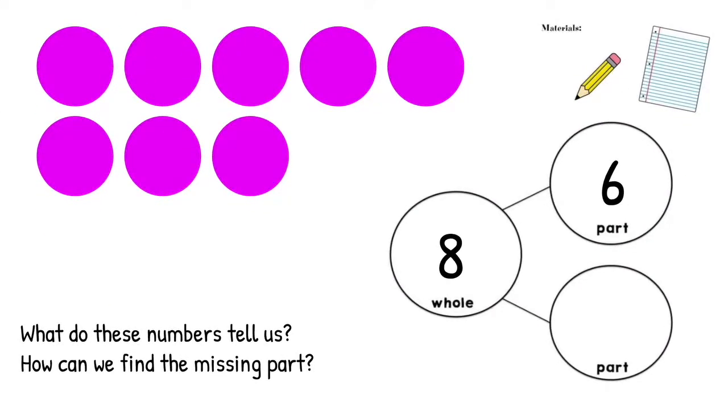Okay, now on your number bond, if our whole amount is 8 and I'm telling you that one of the parts is 6, I'm just going to give that to you. One of the parts is 6. What do these numbers tell us? How can we find the missing part?